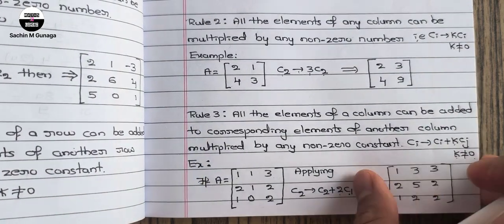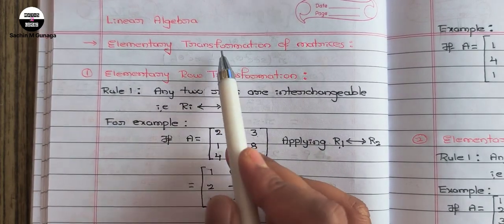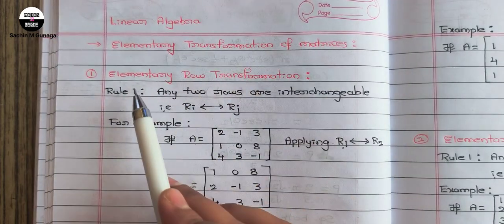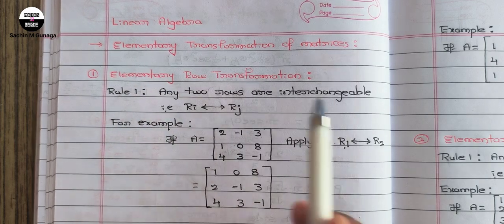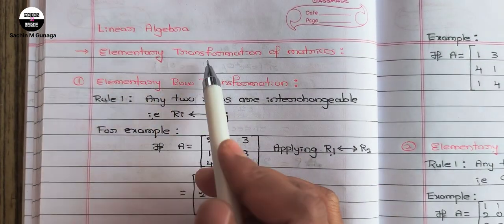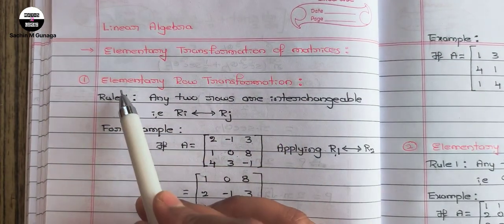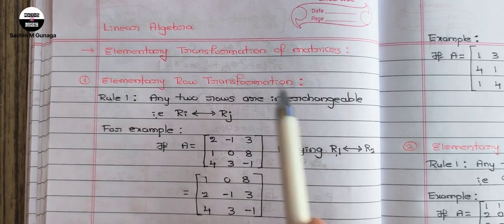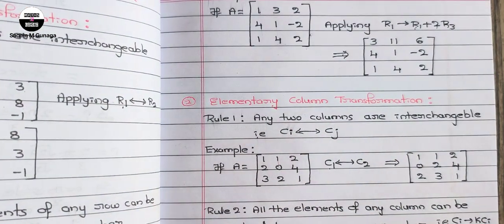Therefore, remember, in this elementary transformation of matrices, there are two parts. First is elementary row transformation and the second one is elementary column transformation. So in this elementary transformation of matrices, there are 6 rules, 3 for elementary row transformation and 3 for elementary column transformation.